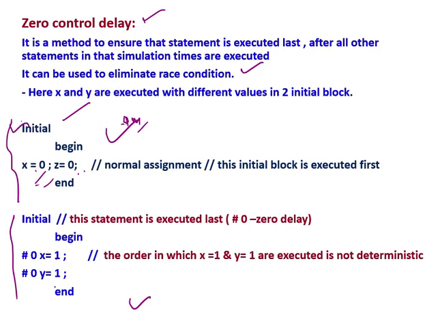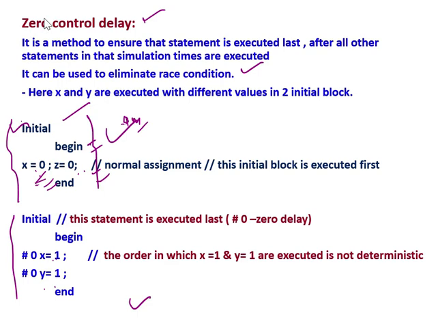So for example, suppose this block is executed first, it all depends on the simulator. Which block will be executed first depends on the simulator. This block can be executed first, and if this block is executed first, then x equal to 0 and z equal to 0. If this block is executed first, then x equal to 1 and y equal to 1. So we don't get the exact value, whether x equal to 0 or x equal to 1, and definitely it is a race around condition, right? We also get instability, because we do not have any constant, fixed value for x and z.